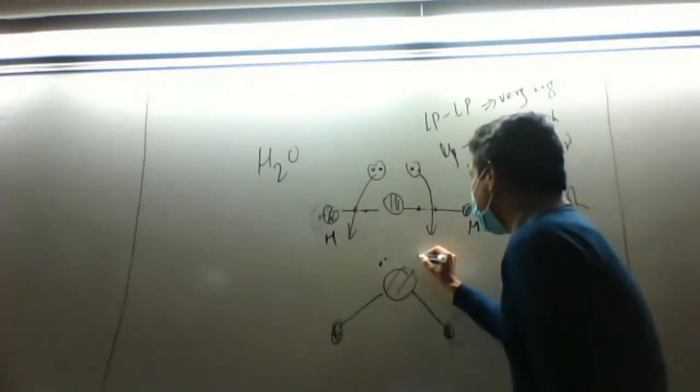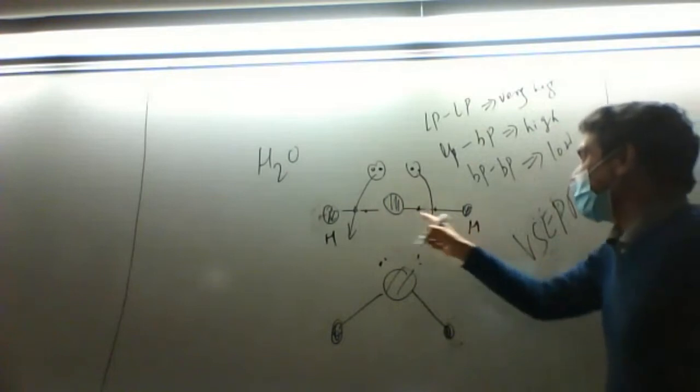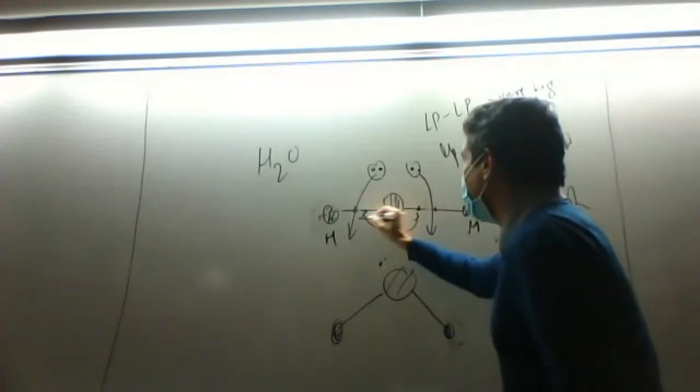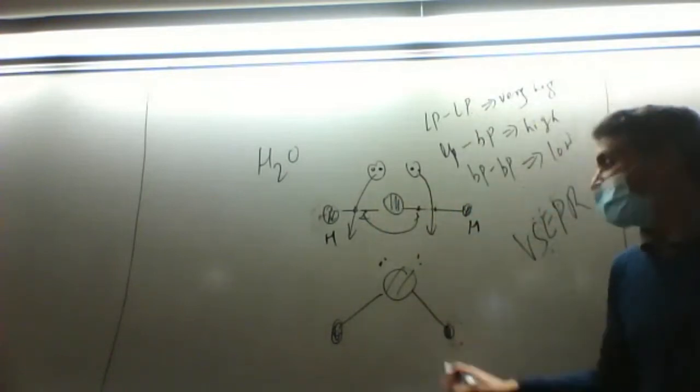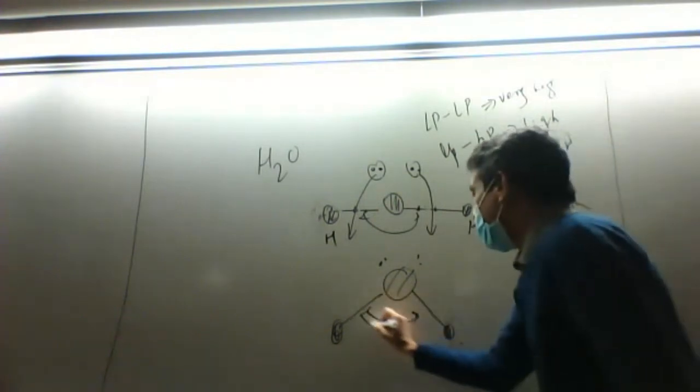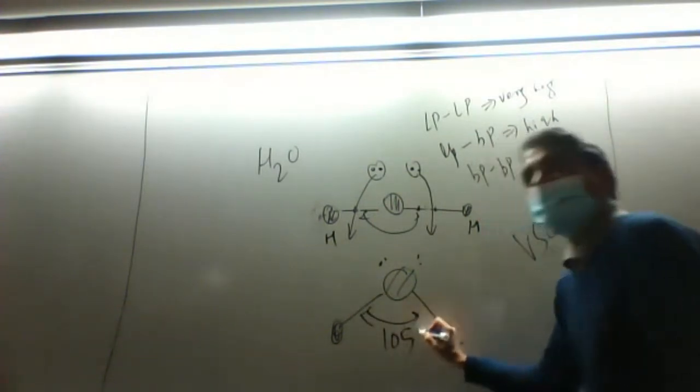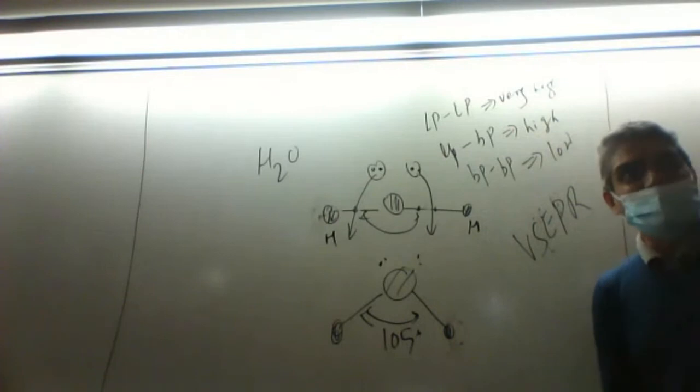So the water molecule is exactly like this. You would think that the angle between hydrogen and hydrogen in a water molecule is 180 degrees, but it is not. It's about 104 or 105 degrees. Make sense? So why did it happen?